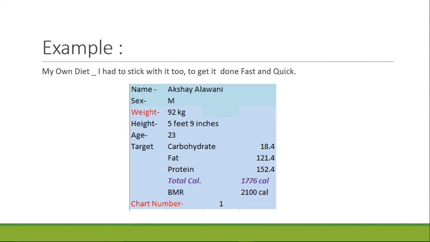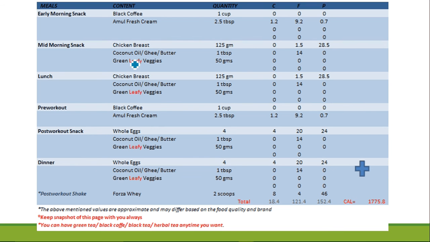Now I have given you my example here. This is my basic profile, and the total calories I am eating is, let's say, 1800 calories approximately, and the calories I can burn is basically 2100 calories. Now this is my diet. Let us say, for example, I am just getting bored of cream, and instead of that I am adding glucose. I cut cream. The calories in the Amul fresh cream, let's say, is about 100 calories. This is about 100 calories.